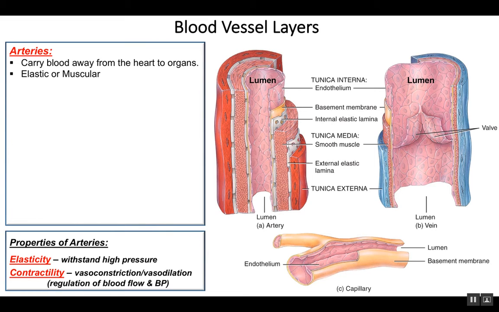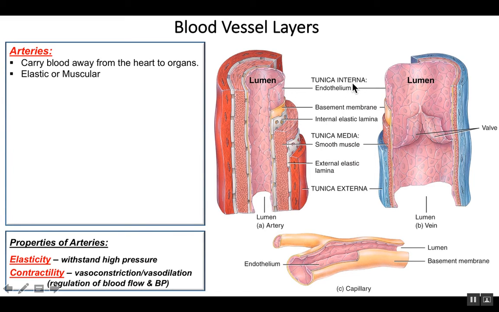So we're going to compare an artery with a vein and a capillary. I think we know the function of each of these. Arteries send blood away from the heart towards an organ or tissue. Capillaries are found inside organs and tissues, allowing exchange to occur. And then finally, the veins are going to bring that blood back towards the heart. But let's look at the layers, the tunics.